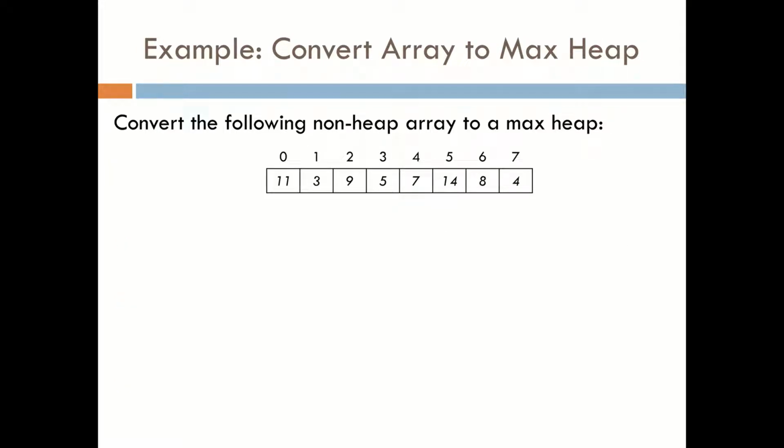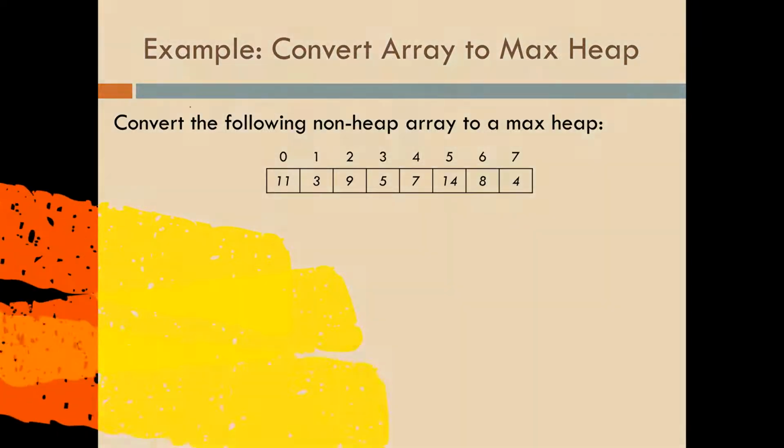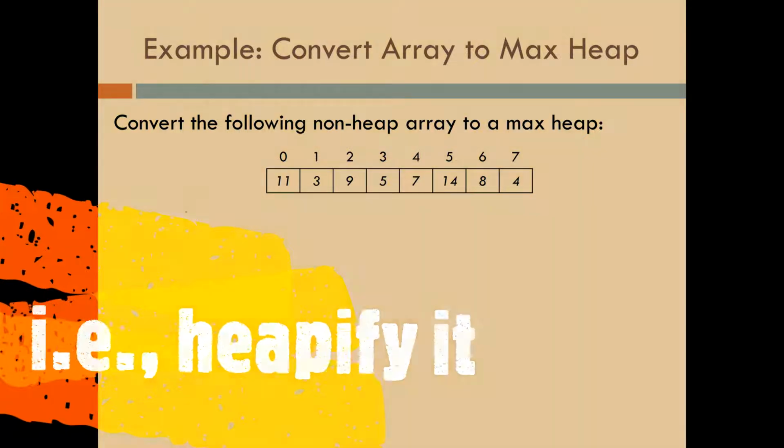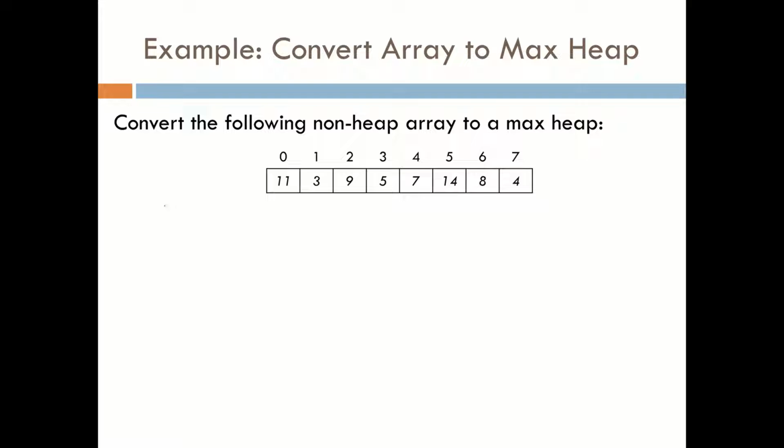Let's take a look at the array. So let's say that somebody hands us this array and they ask us to put it in heap form. So the first thing we can do is let's try to envision this array as a binary tree. And so this is what it looks like. It's got 11 and then 3 and then 9, 5 and 7 and 14 after that, and then 8 and then 4.